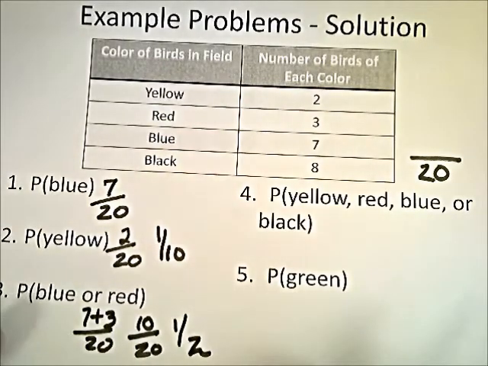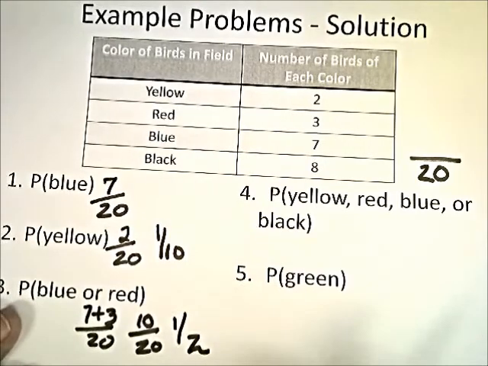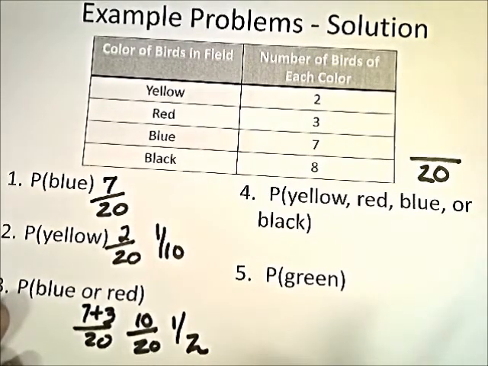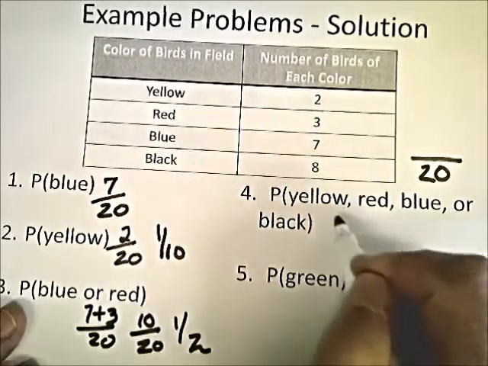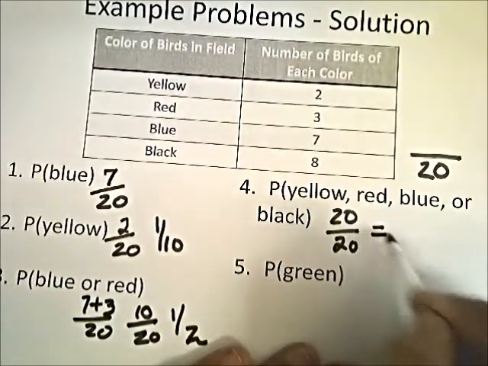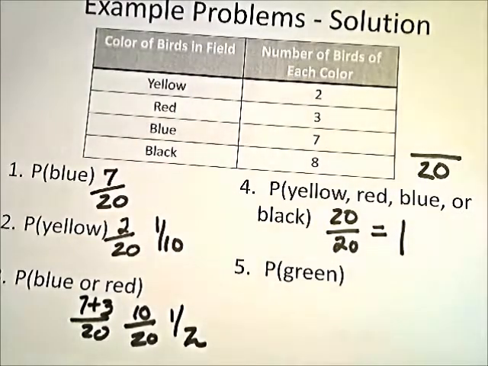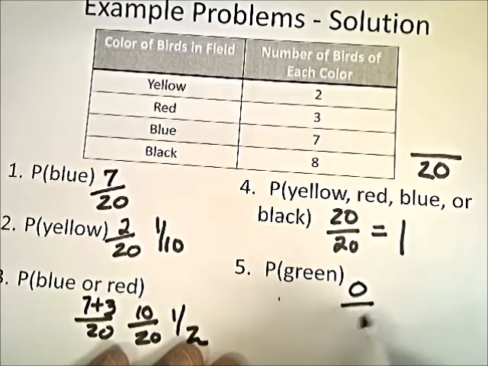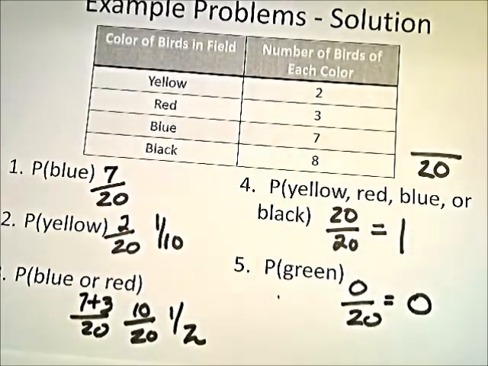And then there are 2 yellow, 3 red, 7 blue, and 8 blackbirds. So P(yellow, red, blue, or black) would equal 20 over 20, since 20 would be our denominator. That's a 1 to 1, so 1 is our probability there. There are no green birds whatsoever, so P(green) would be 0 out of 20. So what's the possibility? Well, none. So that would be 0 possibility for that. Check your answers.